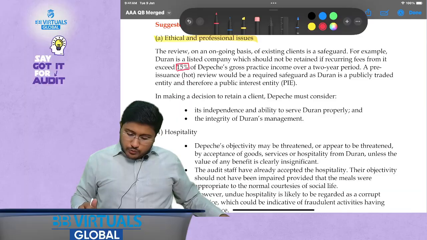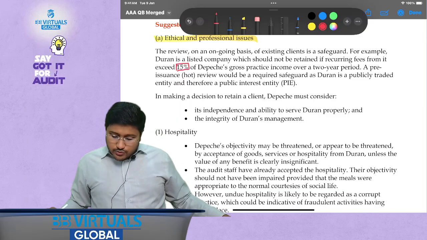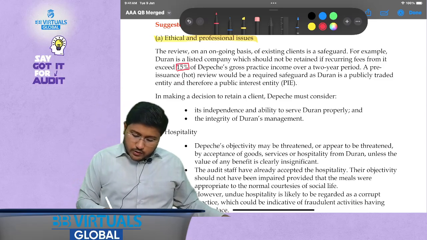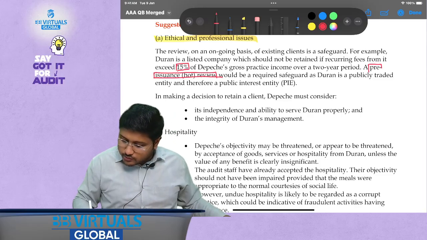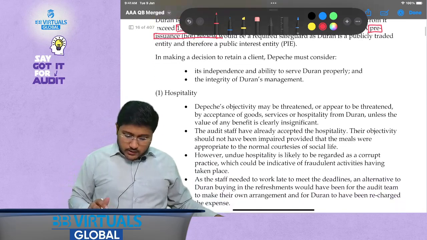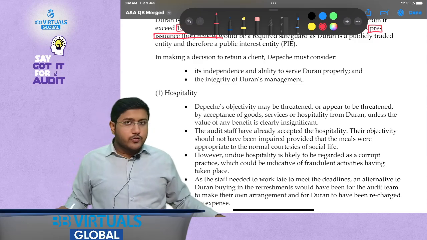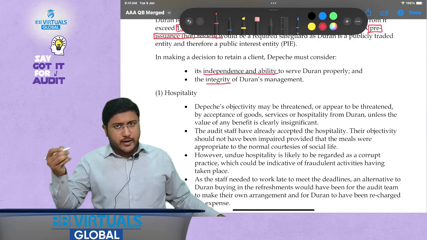So over a 2-year period, a pre-issuance audit review would be required as a safeguard, as Duran is a publicly traded company and therefore a public interest entity. So what would be required? A pre-issuance or hot review would be required. That is, before issuing the audit report, there should be a review. In making a decision to retain a client, the auditor must consider its independence and ability to serve Duran properly, and the integrity of Duran's management.